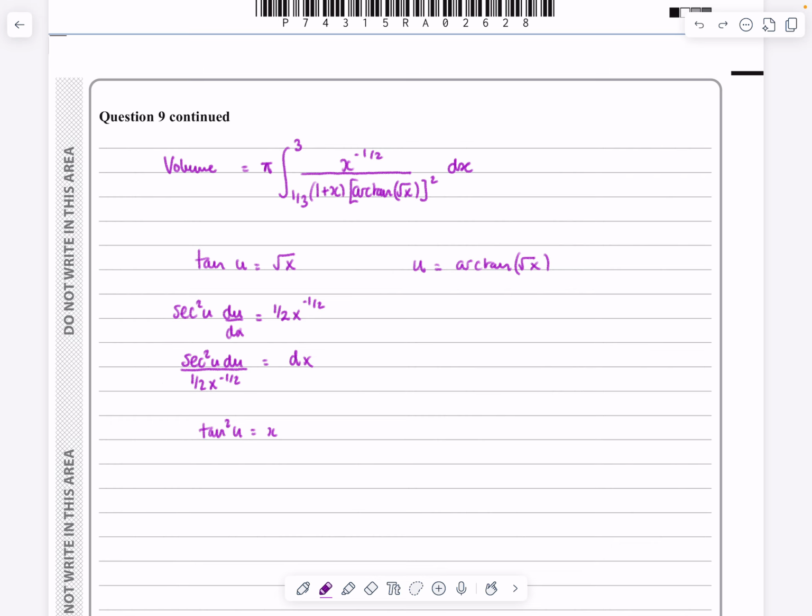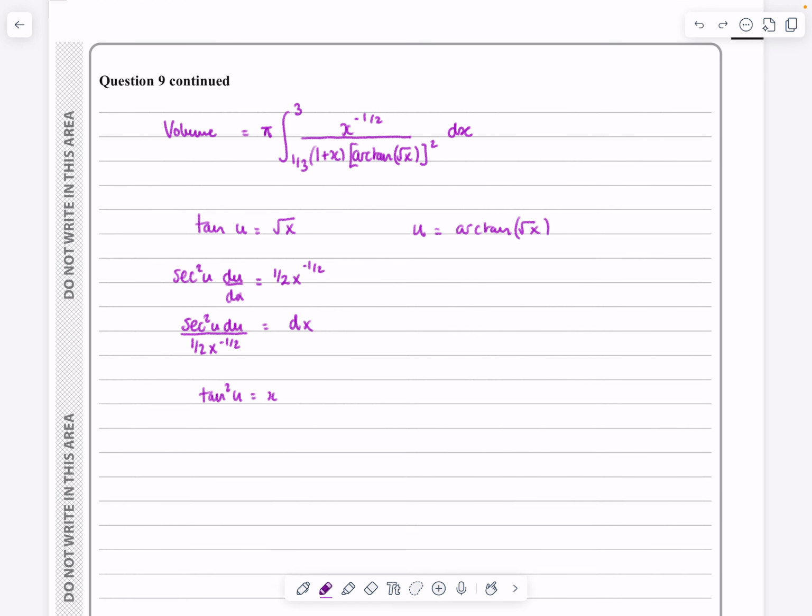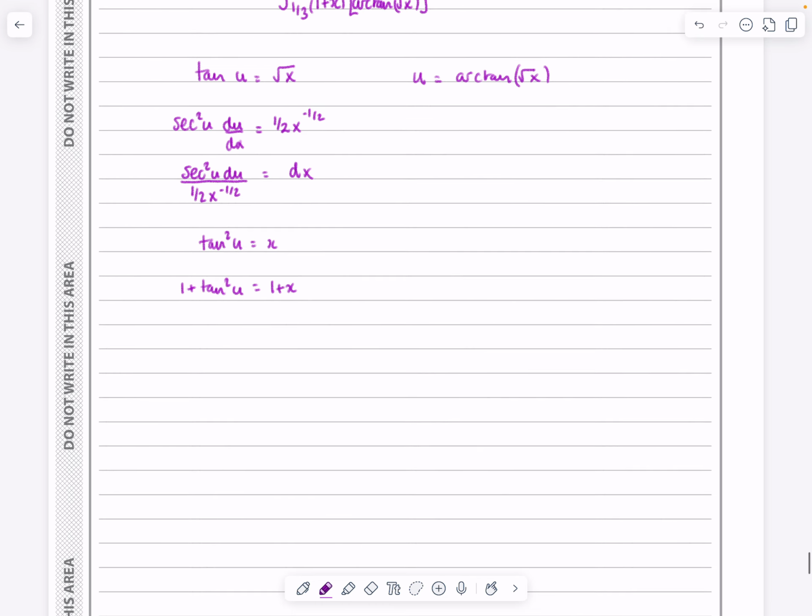So just get rid of that. Tan squared u is equal to that. And then I want to try and get sec squared u, because I've got a sec squared u in my dx there. So I know that 1 plus x is going to give me 1 plus tan squared. Actually, I'll probably do it on a separate line just for the examiner. So that's true. I know I've got to get 1 plus x. So 1 plus x is 1 plus tan squared u. And that's really helpful because 1 plus x then becomes sec squared u.